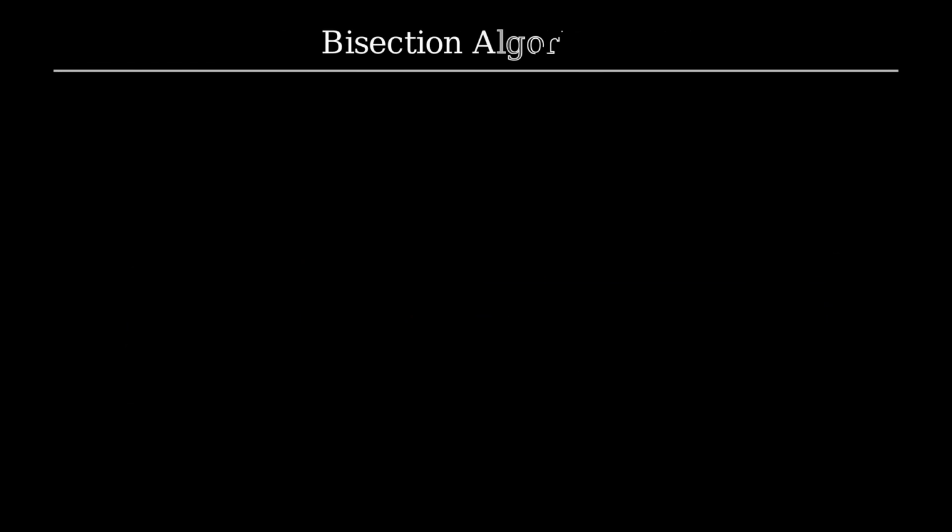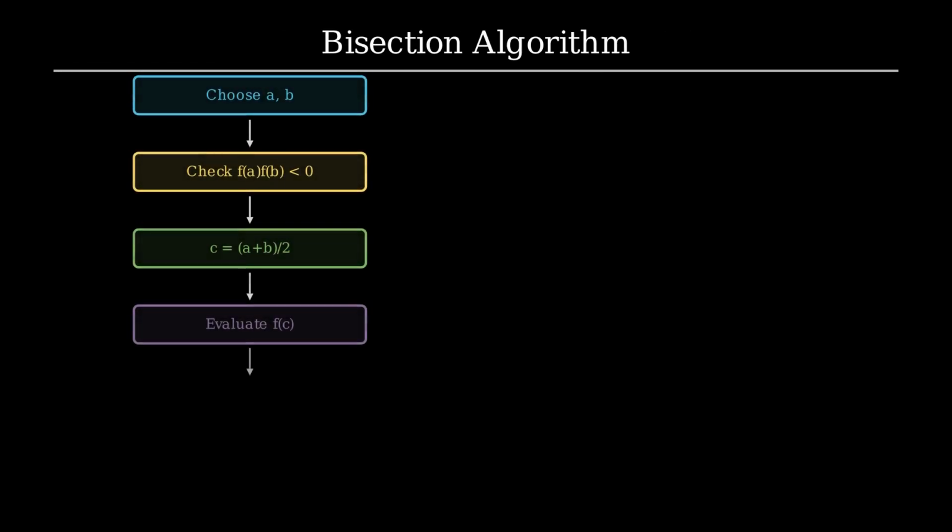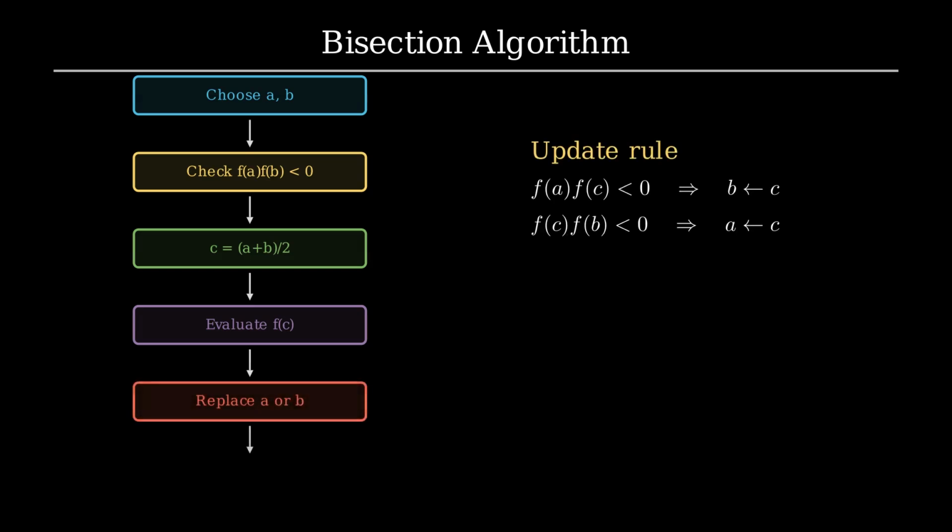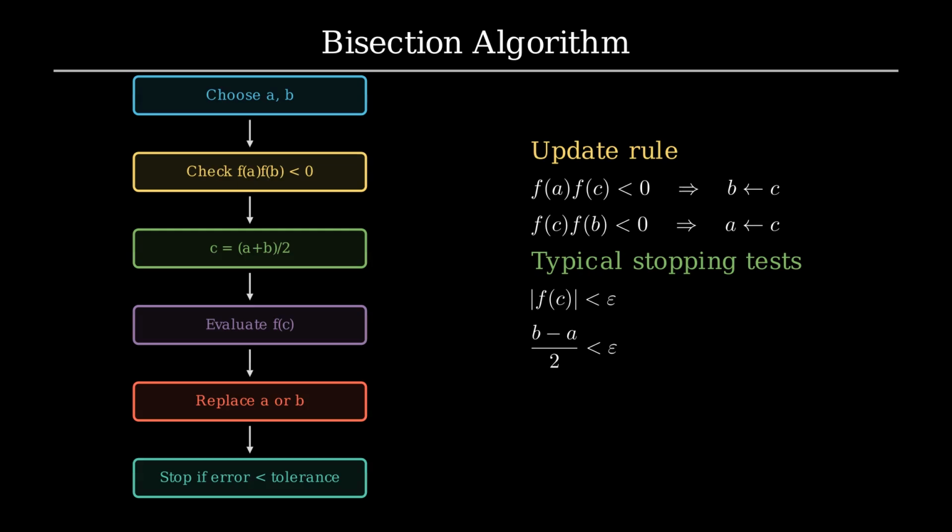The algorithm first verifies a sign change. It then computes the midpoint and evaluates the function there. If f(a) and f(c) have opposite signs, replace b by c. Otherwise replace a by c. Stop when the function value is sufficiently close to 0, or when half the interval width is smaller than the required tolerance.